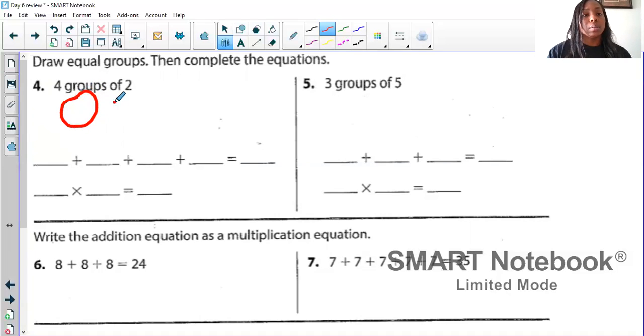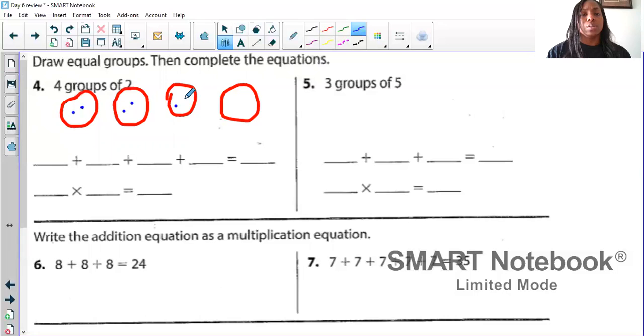1, 2, 3, 4 groups. And I'll change the color for the inside. So I got 1, 2, 1, 2, 1, 2, 1, 2. So why did I only put 2 inside of each of those groups right there? That's correct, because I wanted to have 4 groups of 2.